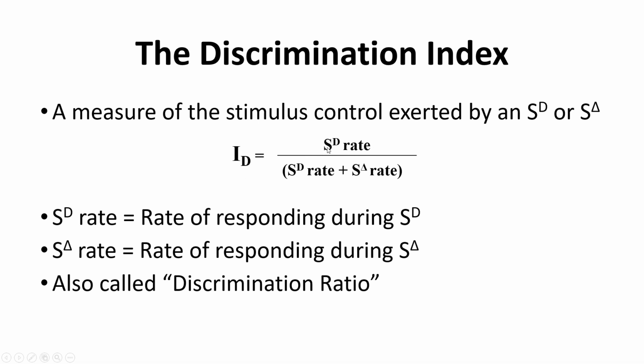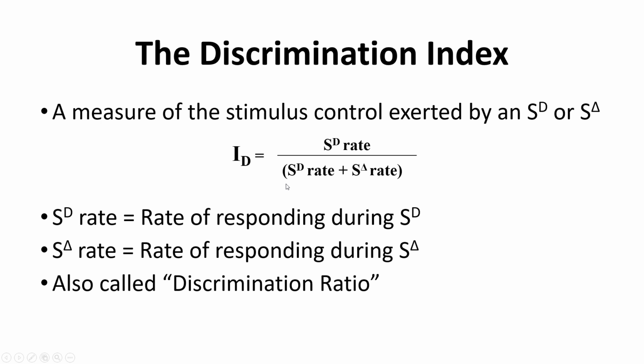So at the top we have our rate of responding when the S delta is present. Back to our pigeon example: when the light is green, what's the rate at which they peck that key? Our S delta rate is how often they are pecking that key when the red light is on. If our SD rate and S delta rate are the same, basically if there is no discrimination going on, then we'd see an ID of 0.5 because it would be 1 divided by 1 plus 1, so 0.5.